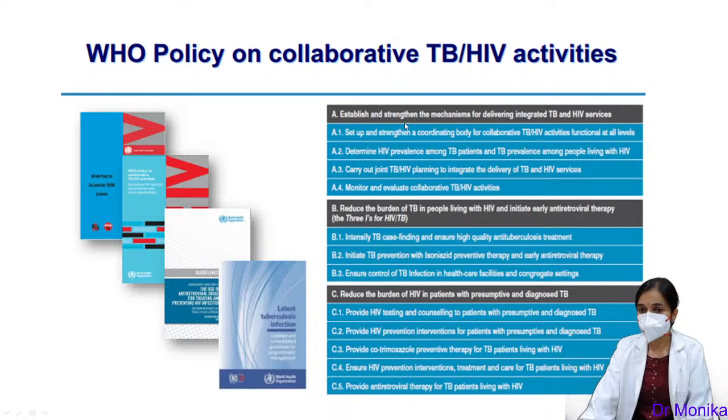So WHO recommends establishing and strengthening the mechanism for delivering integrated TB-HIV services. It also recommends reducing the burden of TB in people living with HIV by early initiation of antiretroviral therapy and by using the 3 I's. And it also reduces the burden of HIV in patients with presumptive and diagnosed TB by providing HIV testing and counseling to patients with presumptive and diagnosed TB, and providing antiretroviral therapy for TB patients living with HIV.